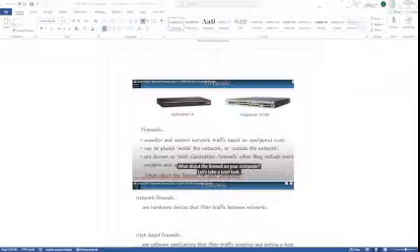using Packet Tracer's Simulation Mode feature. But first, let's take a look at the network diagram. There are two routers, R1 and R2, two switches, switch 1 and switch 2, and one server and one PC.